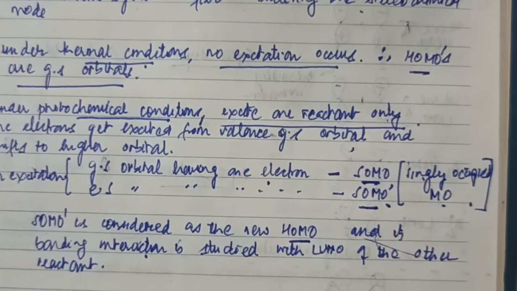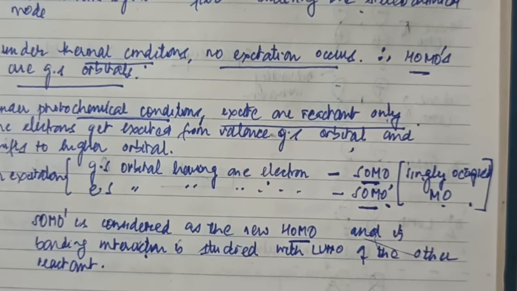Now considering two reactants, under photochemical conditions, only one reactant will get excited, nothing will happen to the second reactant. This is because upon photochemical reactions, we strike one molecule with a photon of light, therefore excitation will occur in one molecule only. Once an electron gets excited to the higher orbital, the orbital from which the electron got excited is now singly occupied, and the orbital to which the electron got excited again is singly occupied. So both are called SOMOs, singly occupied molecular orbitals.